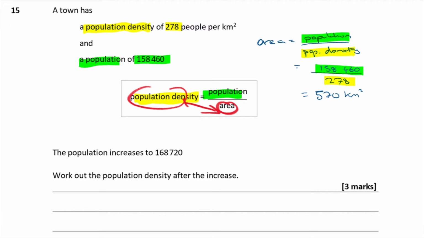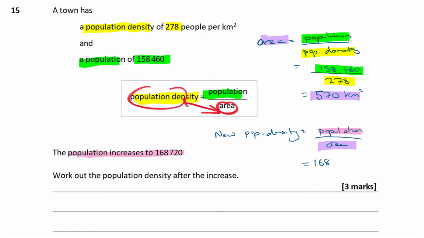I can now work out the population density after the increase. So new population density is going to be the population over the area. Now we know the population that was given, so population increases to 168,720, so that's going to go here, and then we're going to divide that by the area that we found here, so that's going to go there, isn't it? Okay, so subbing those two numbers in, 168,720 divided by 570, what does that give me?